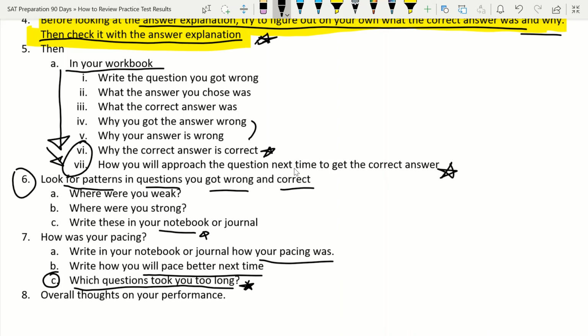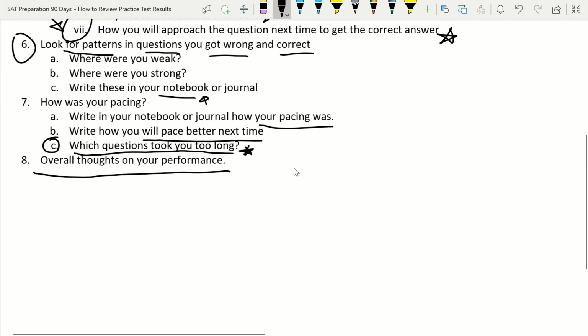All right, so the final thing you're going to do for each section is going to be your overall thoughts on your performance. So do you think that you did really good, really bad, and then where do you think you can improve? What do you want to do differently next time? So you're going to want to say really 3 things. So I'm actually going to add these down here.